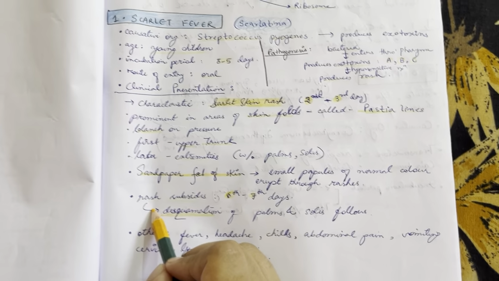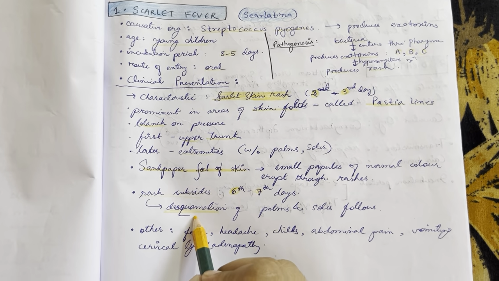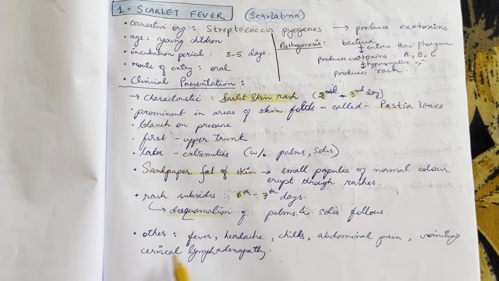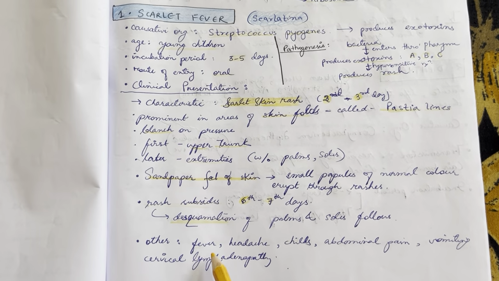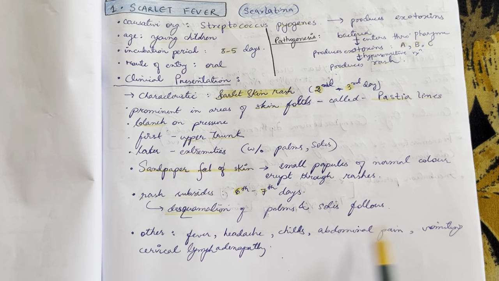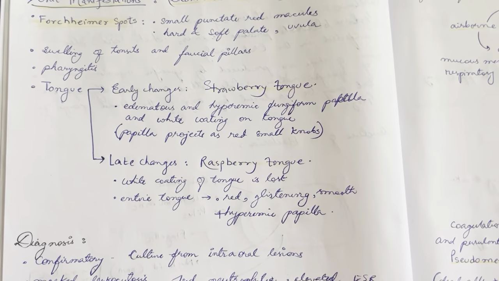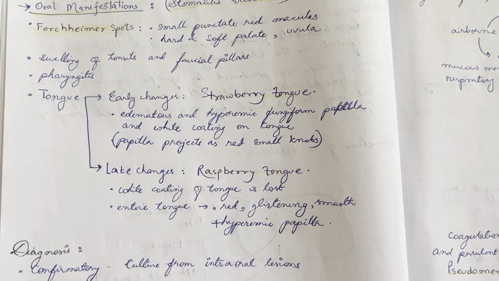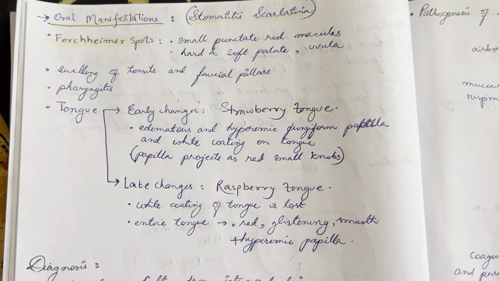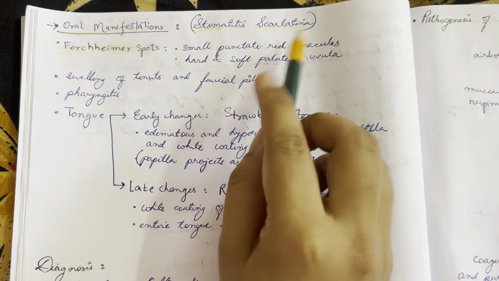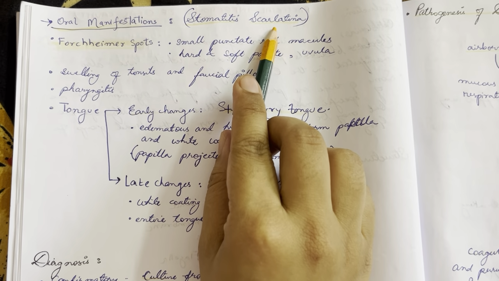The rash subsides around the 6th to 7th day. It started at the 2nd to 3rd day and subsided around 6 to 7 days. After the rash subsides, there is desquamation of the palms and soles. Other non-significant features are fever, headache, chills, abdominal pains, vomiting and cervical lymphadenopathy. So we come to the oral manifestation, also called stomatitis scarlatina.